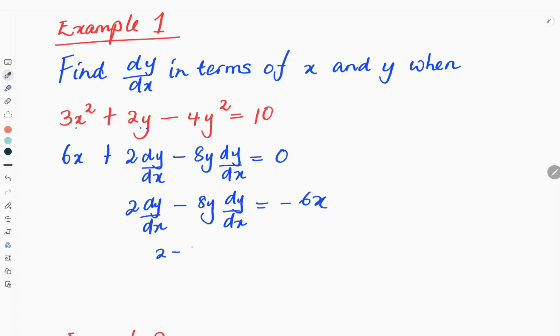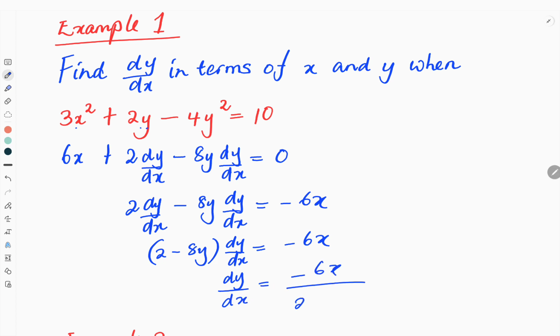Then we say (2 minus 8y) dy dx is equal to negative 6x. Then we divide both sides by 2 minus 8y to be left with dy dx, which is equal to negative 6x divided by 2 minus 8y. And there you go. You have got your first derivative. And that's how easy it is.